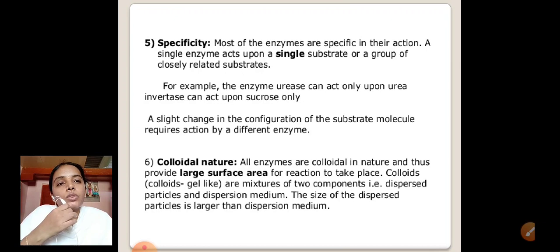Specificity. Most enzymes are specific in their action. A single enzyme acts upon a single substrate or a group of closely related substrates. For example, the enzyme urease can act only upon urea, and invertase can act upon sucrose only. Another property is colloidal nature. All enzymes are colloidal in nature and thus provide a large surface area for the reaction to take place. Colloids are mixtures of two components, that is dispersed particles and dispersion medium.